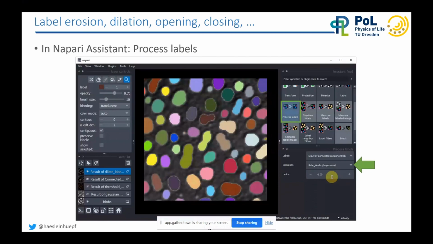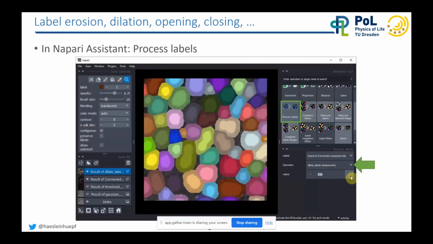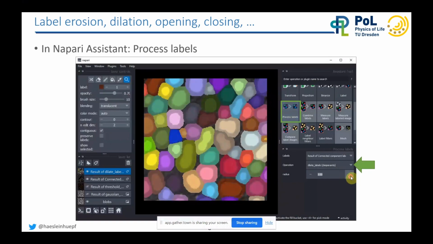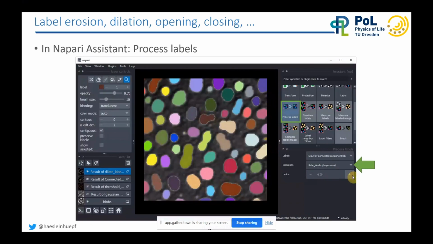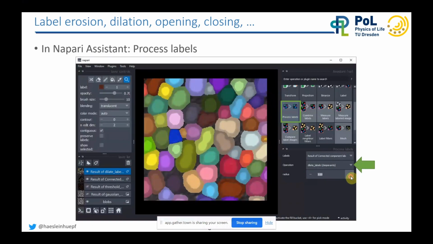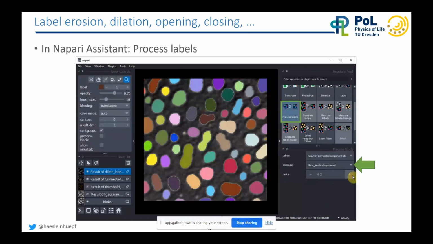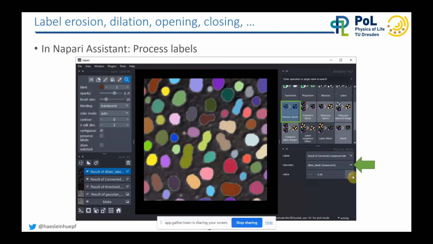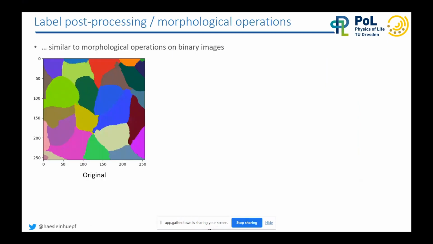You also, for example, find this operation where you can dilate labels. I think also this is something that's not available in ImageJ, but some of us always wanted to have. You have the same functionality, or functionality which is very close, also in morphological operations in ImageJ. Here you also find it in the assistant when it's installed. I think most of your computers will also have it.